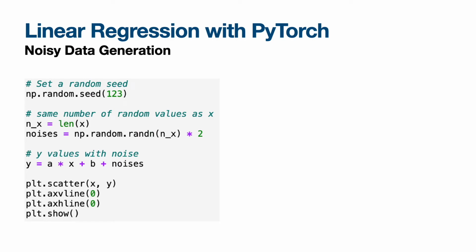I'll create noisy data by adding random noise to the clean data. I set a random seed for reproducibility. Then, I generate noise data using the standard normal distribution. I multiply the noise values by 2 to make the noise bigger. And, I add the noises to the clean data. Once again, we can plot x and y values using Matplotlib's scatter function.